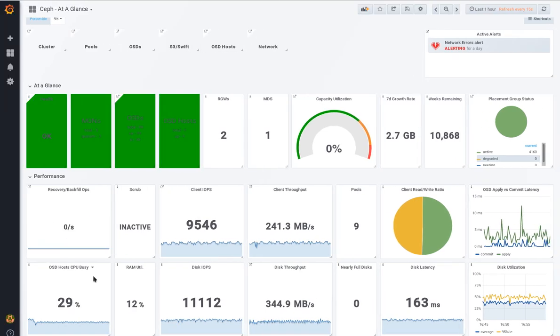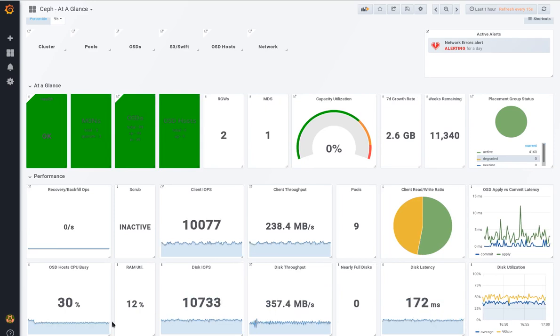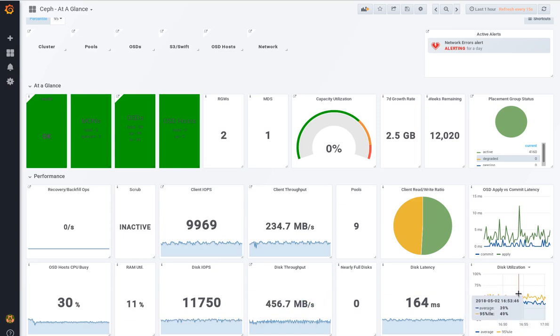And then the final row is where we pull together the stats from Prometheus node exporter. So we're able to say for OSD hosts, how busy we're making those CPUs, how much RAM we're using across those OSD hosts, how many physical IOPS my client IOPS is changing into. The same goes for throughput. So we can start getting a feel for the actual load that is being seen at the back end. As well as IOPS and throughput, we're also showing disk latency. And to round that row off, we can see disk utilization as well.